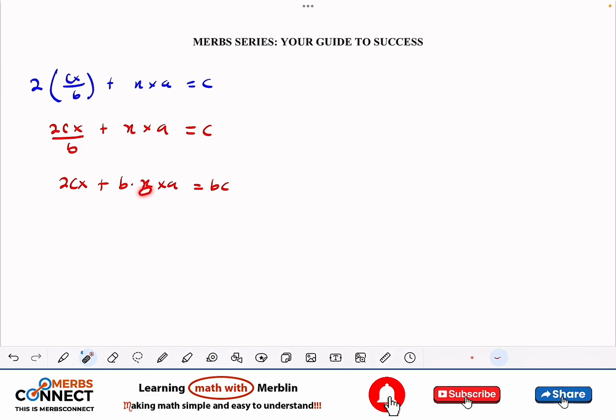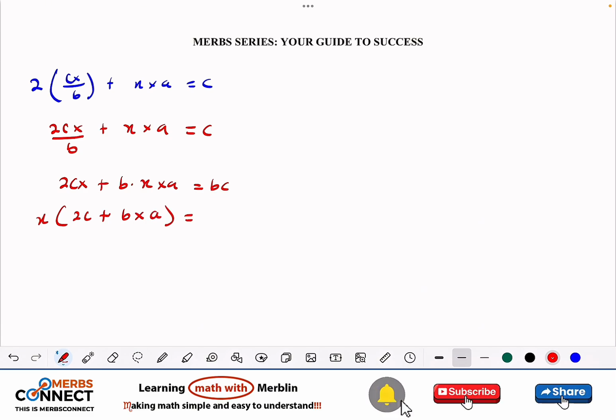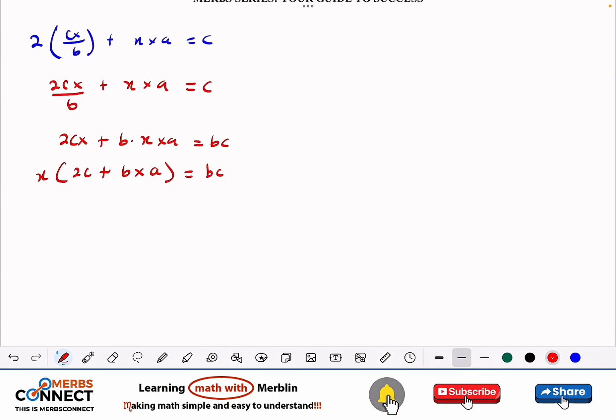Now I can factor this guy out. So I will just factor x out, and be left with 2c plus b cross a, which is equal to bc, and then x will be equal to bc divided by 2c plus b cross a. But I know some people will be asking a question right now. Let me try and clarify that.